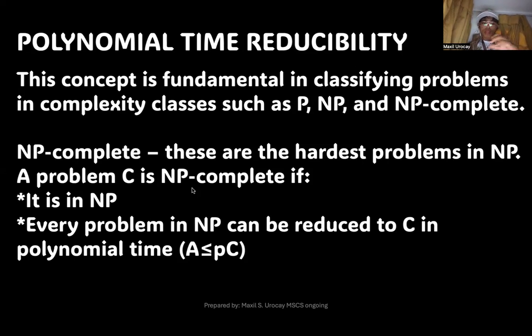Now, there will be an example for NP-complete problems. Say, for example, the traveling salesman problem: can a salesperson visit a set of cities exactly once and return to the starting point with a total cost below a given value?